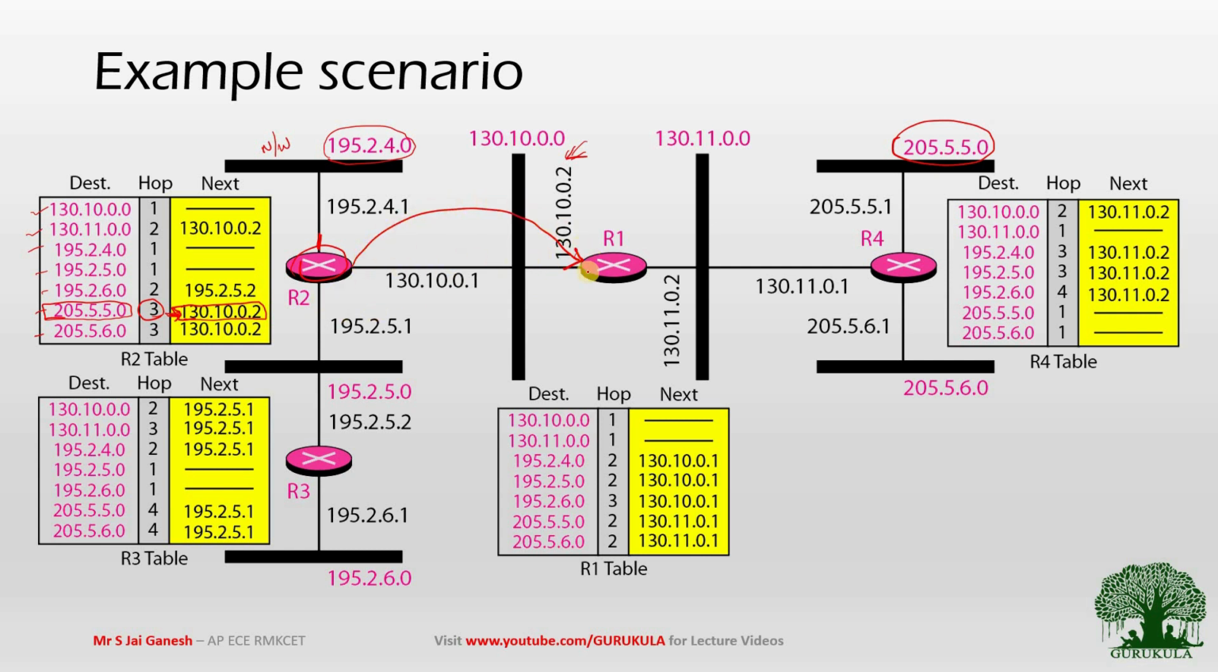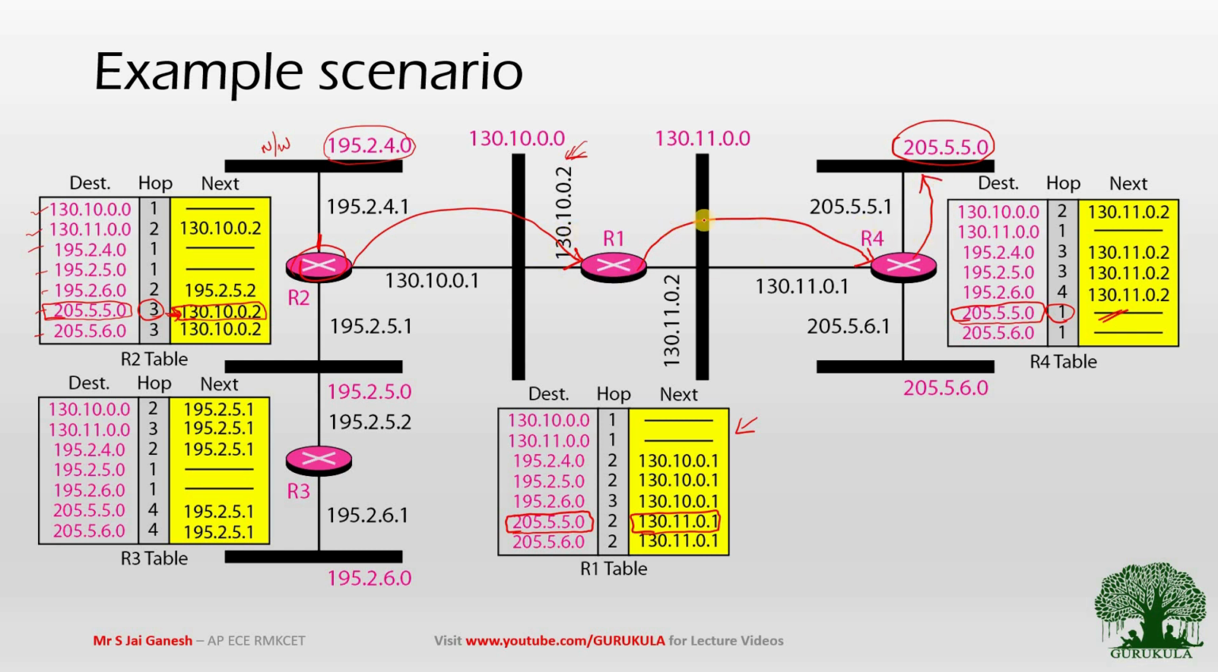Once the packet has reached this particular router, this router will search for the destination, which is 205.5.5.0. So this router searches for 205.5.5.0, and this can be reached via this particular address, 130.11.0.1. So this packet will be sent to this router by referring to this table, and then this router will check the destination. So here it is 205.5.5.0, which has one hop, so it is a directly connected network, so it will be sent to this particular network.